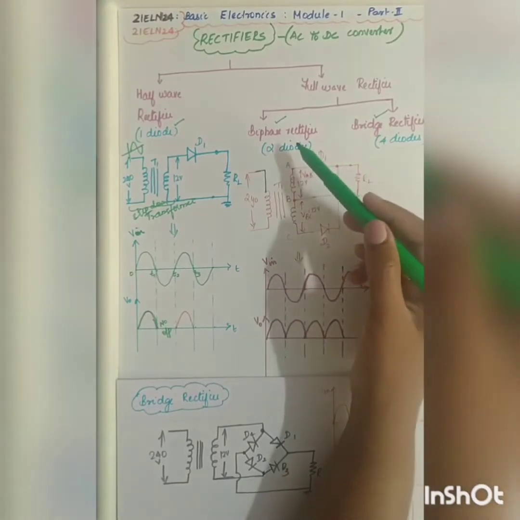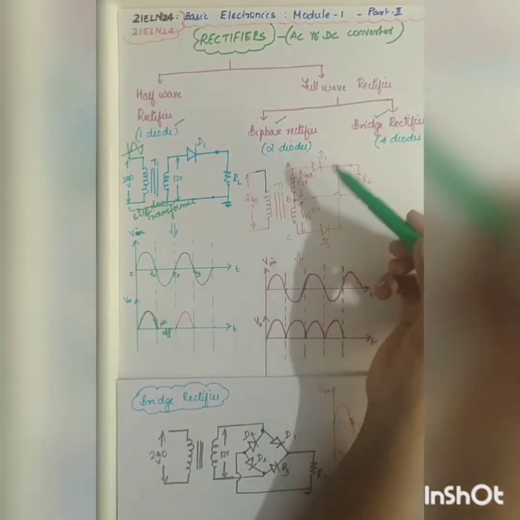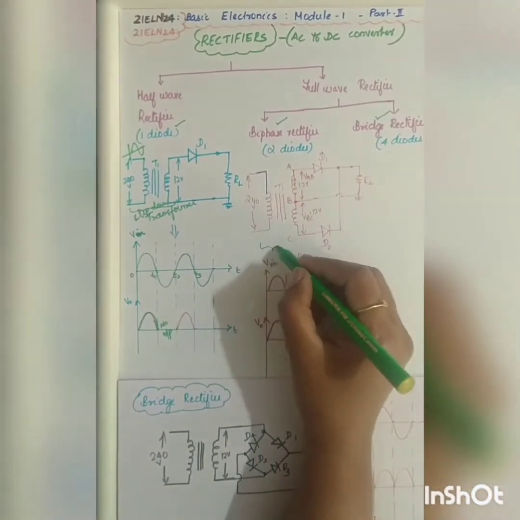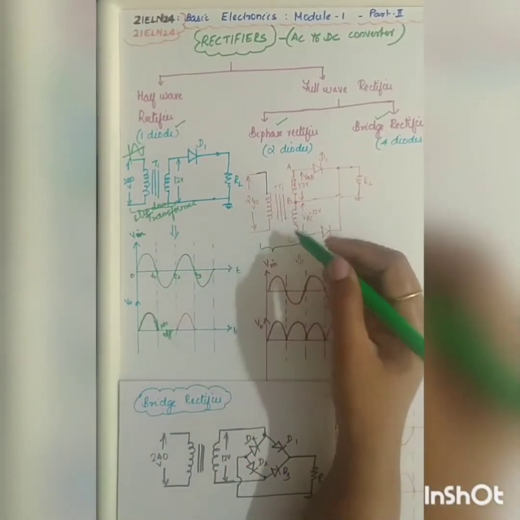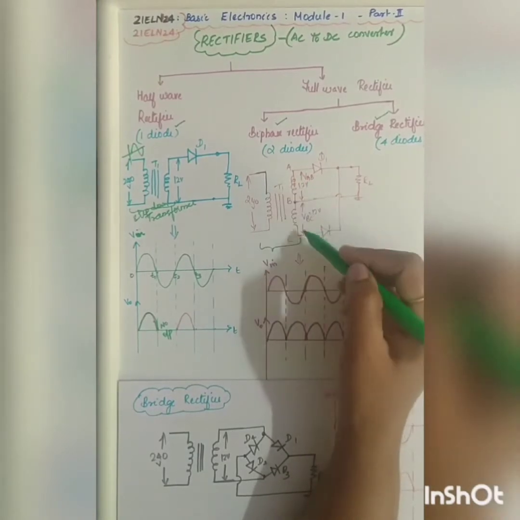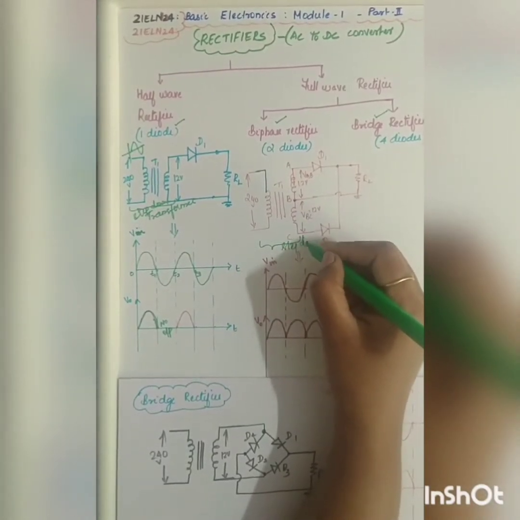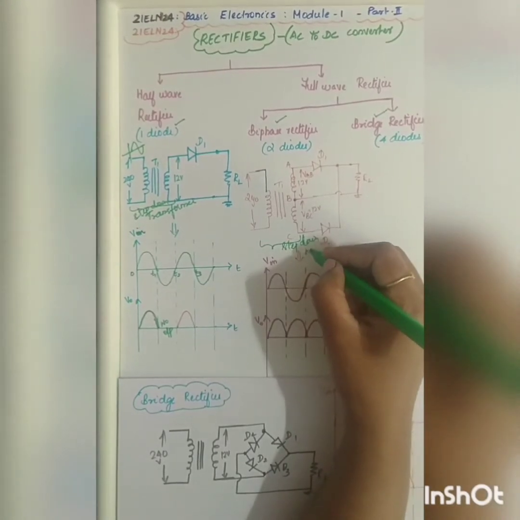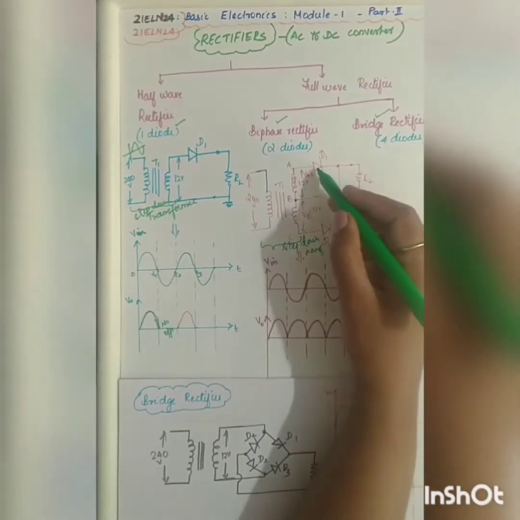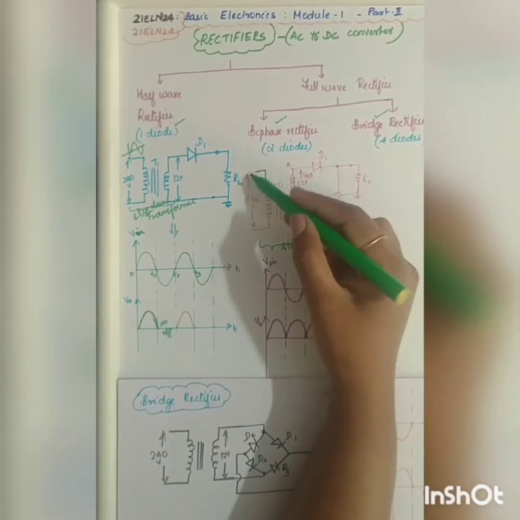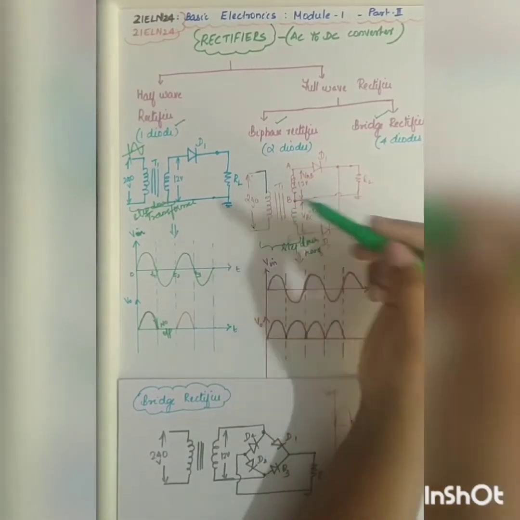In full wave rectifier you have two types, the first being the biphase rectifier. In case of biphase rectifier you will be utilizing a center tapped transformer. Okay. So it is divided into two. So here it is a step down transformer. In this case you use two diodes, diode D1 and D2. So what will be the signal? Input mains signal is 240 volt.